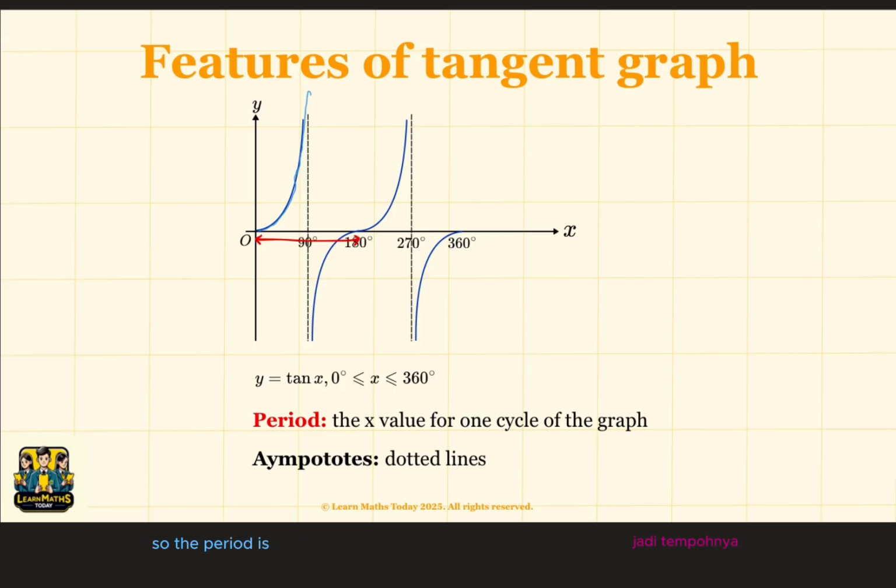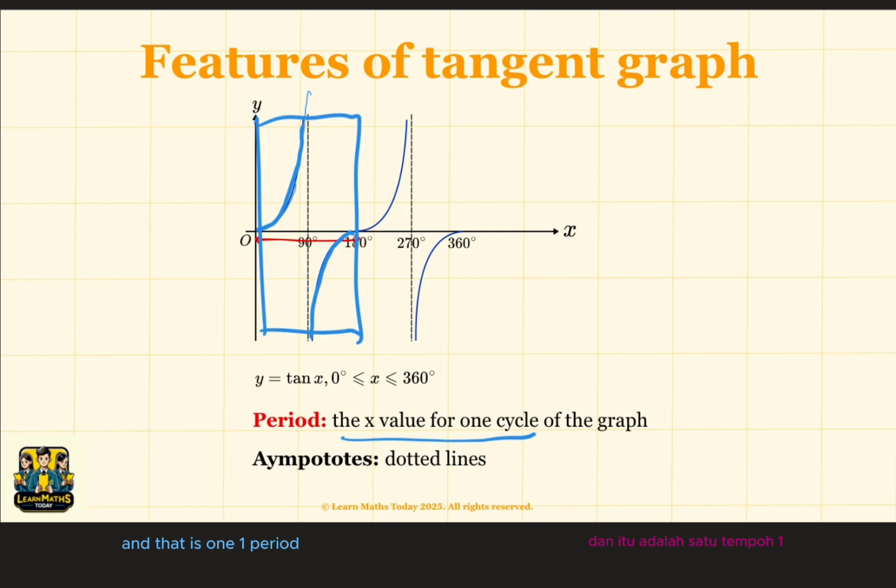So the period is the x value for one cycle of the graph. For tangent, one cycle of the graph will look like this: 0 to infinity, and then negative infinity to 0. That is one period. Because remember, one period is not one cycle around the unit circle, which would be 360 degrees. In this case, the period is only 180 degrees, because that is just the x value for one cycle of the graph.